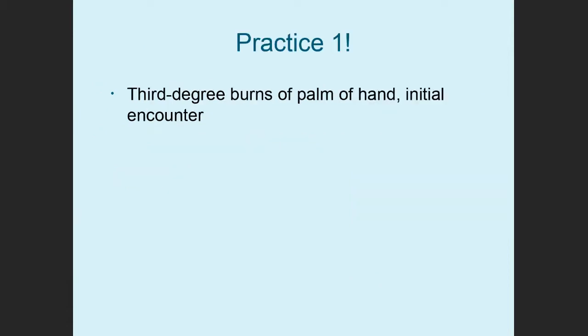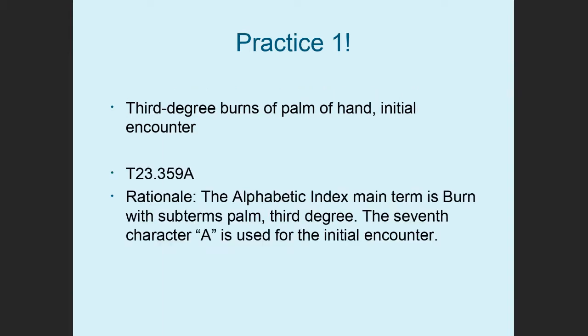Okay, so here's a practice. If you want to try this on your own, stop the recording and turn it back on when you are ready to check your answer. 3rd degree burns of palm of hand, initial encounter. So you're going to look up burn with subterms palm and then 3rd degree. The 7th character A is used for the initial encounter. So you have T23.359A.